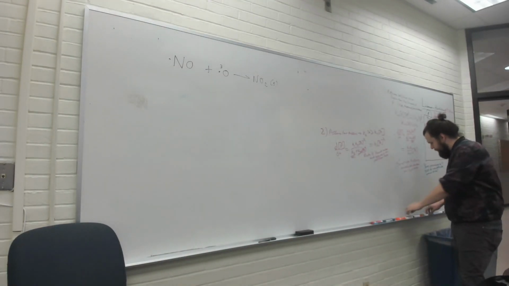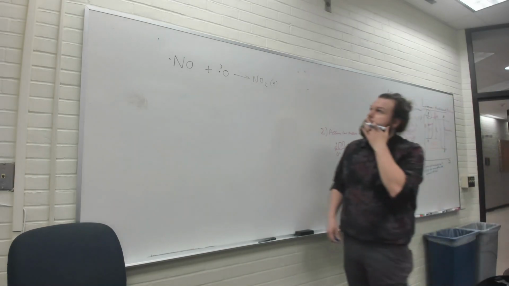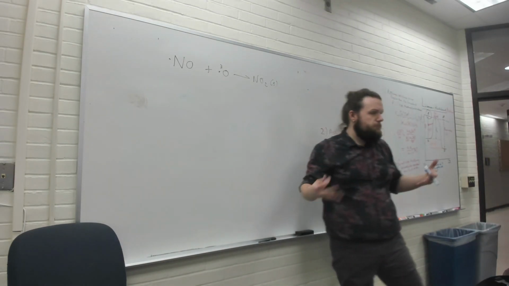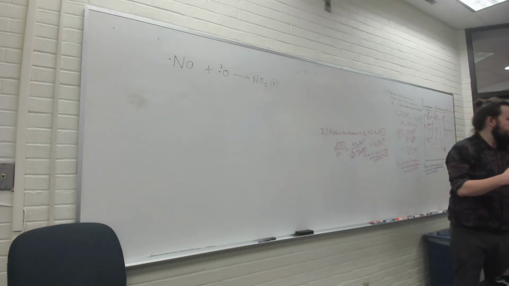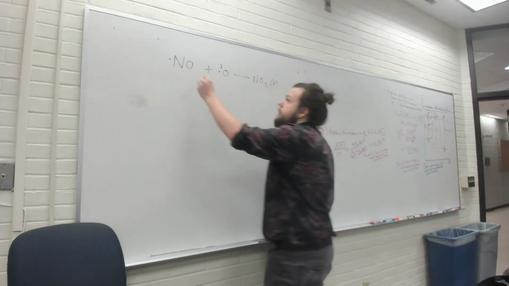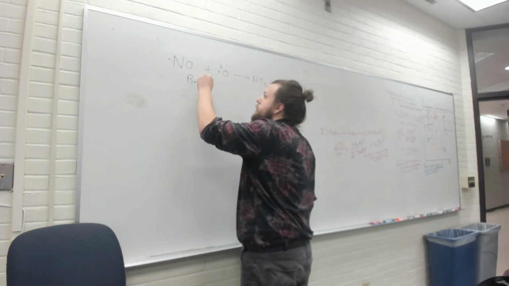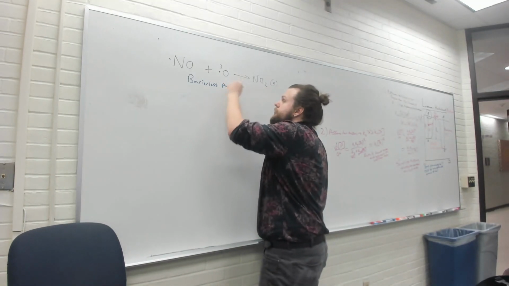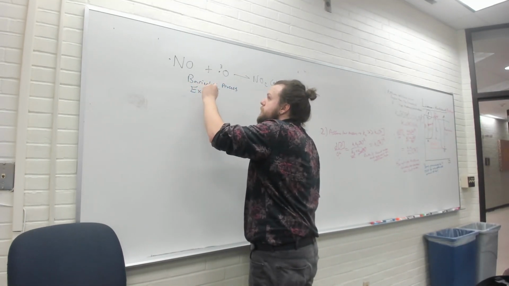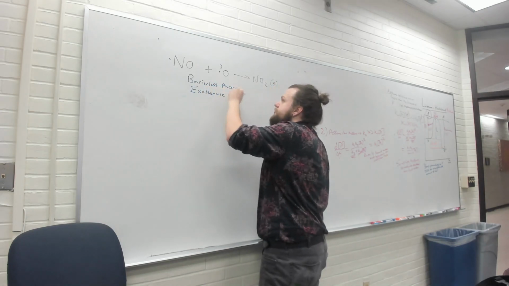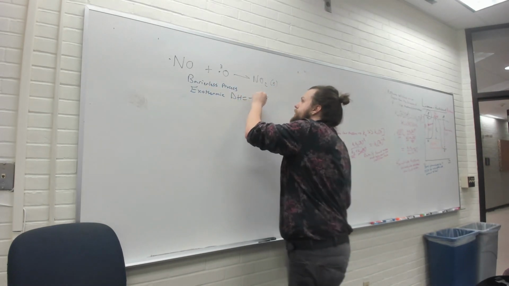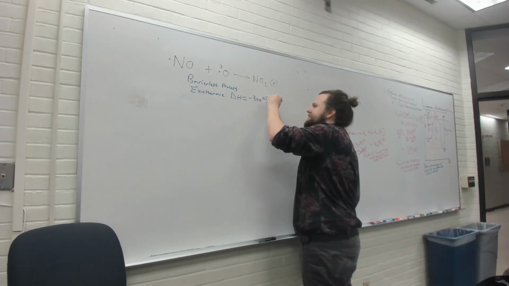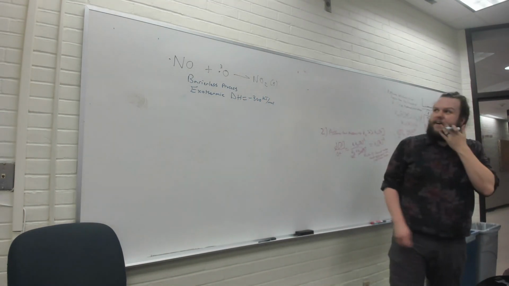All right, so this is a radical-radical combination. We're adding two radicals together. Radicals like to come together. They have no barrier. It's a barrierless process. And it's also exothermic. Delta H is minus 300 kilojoules per mole. So it's really downhill and there's no barrier.